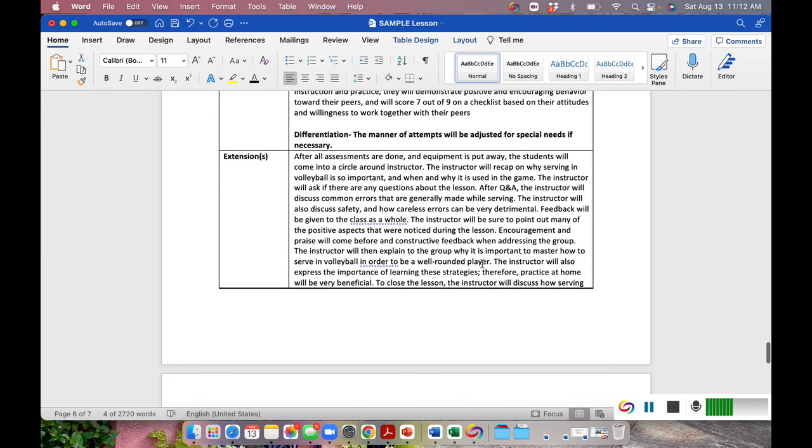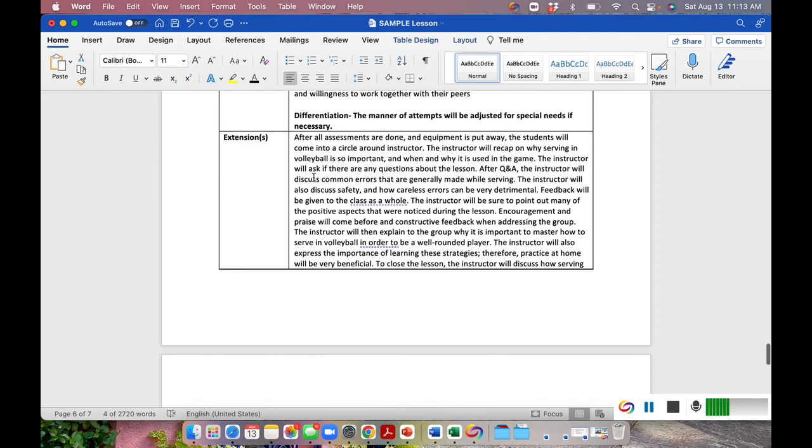And then last but not least, you have an extension of your lesson. So what you would do here is, again, unique to everybody. Take a read through this, and you'll have this in each class. Take a read through this and really think about how you would extend your lesson beyond what you taught during this time.